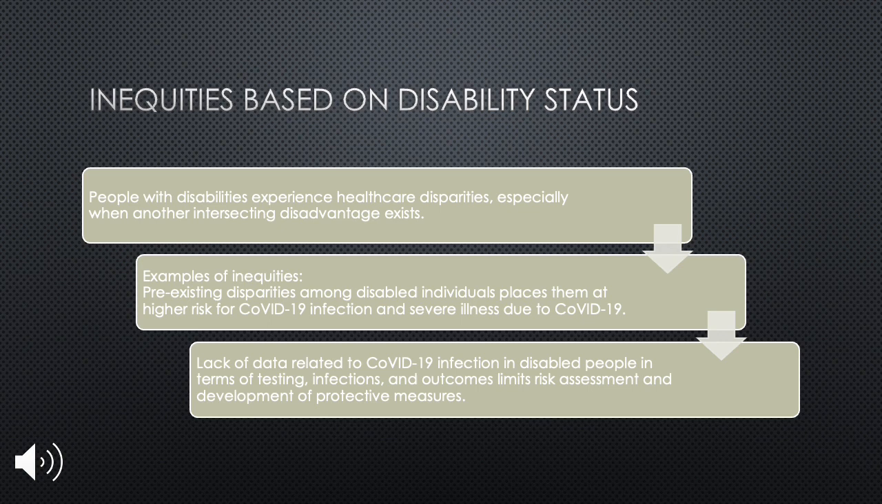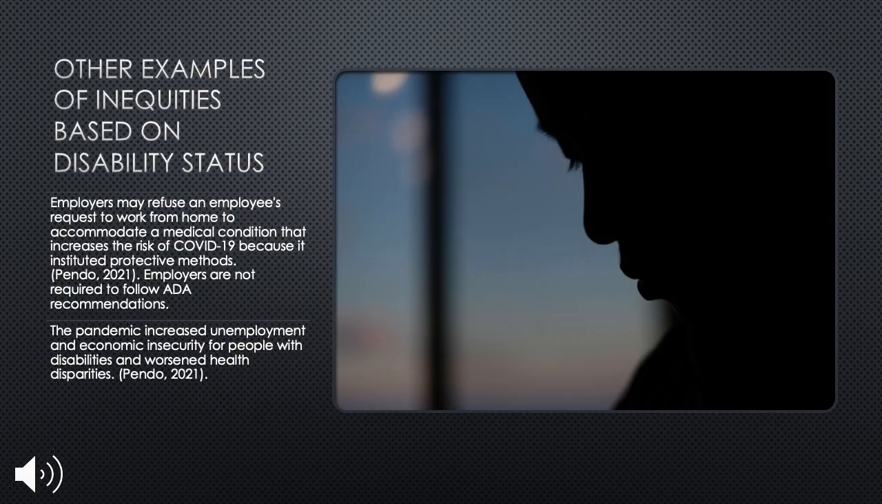This is further exacerbated by limited risk assessment and protective measures due to a lack of data related to COVID infection in the disabled population in terms of testing, infection, and outcomes. Another example of inequities based on disability status would be how the pandemic increased unemployment and economic insecurity for people with disabilities, further worsening health disparities.